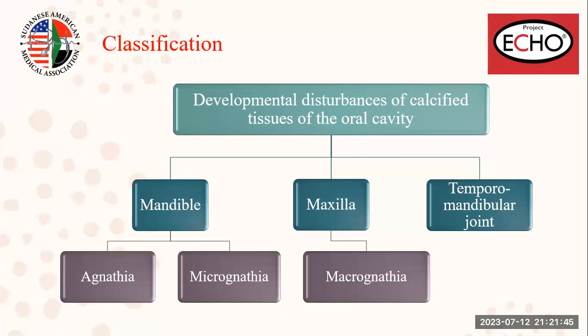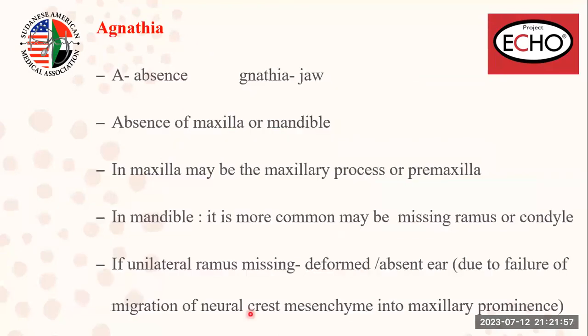So the problems that can appear in these mandible or maxilla bones can be agnathia, micrognathia, and macrognathia. We will talk about the definition of these terms right now. So agnathia: A refers to absence of something, and gnathia means jaw. So agnathia means absence of jaw. We're talking here about absence of either the maxilla or the mandible.